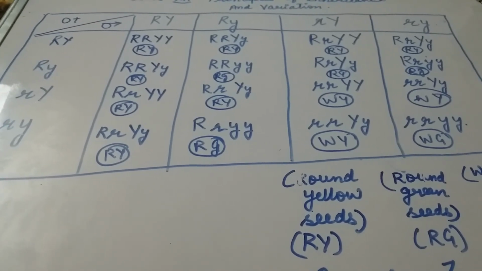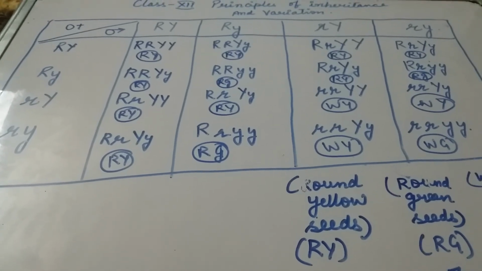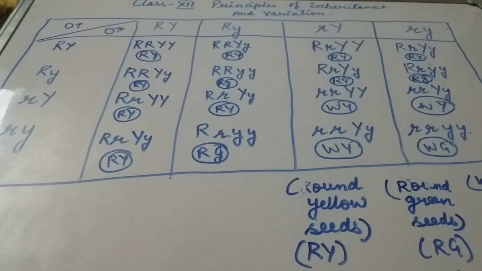where we have taken one set of alleles in case of monohybrid cross and two sets of alleles in case of dihybrid cross.